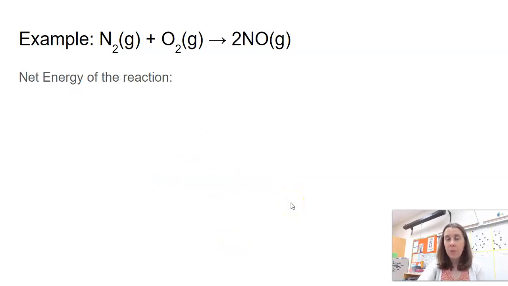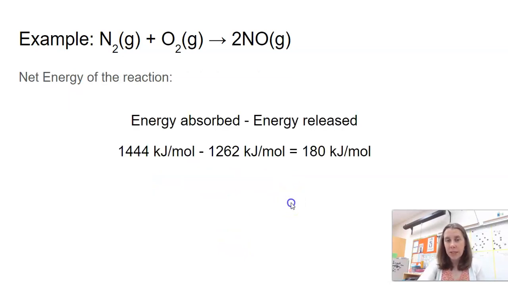All right, and now if we compare them, absorbed minus released, 1444 minus 1264 gives us a net energy change of 180 kilojoules per mole. All right, the energy absorbed is bigger, which is why we have a positive number, which means this is an endothermic reaction. Okay, so these are the only kinds of calculations we're going to do in this lesson, and you also need to know that if we break bonds, it is endothermic, and if we form bonds, it's exothermic.